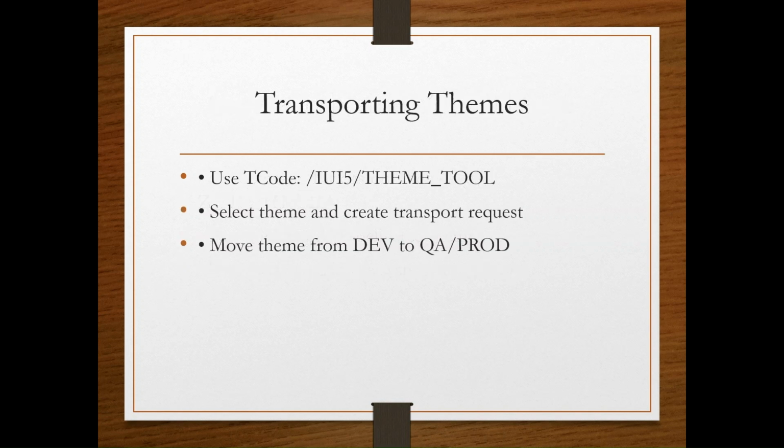To move your theme across the landscape, from development to QA and from QA to production, use the transaction code /ui5/theme_tool. Sorry, just ignore this, I added an extra I over here. So it's /ui5/theme_tool. And from here, select the theme, assign it to the transport request, and boom, you are ready to deploy.